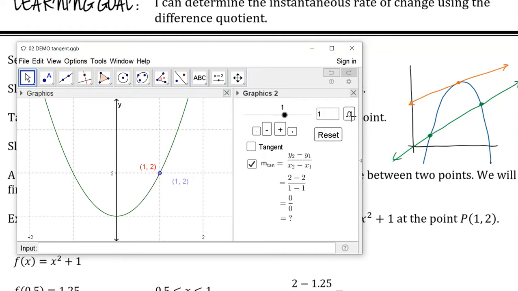But the problem is, when I do it with 1 point, look what happens. I'm using the same point twice. I get 2 over 2, 2 minus 2 over 1 minus 1, 0 over 0. Well, what's that? You can't calculate that. That's not going to give us an answer. So 0 over 0 doesn't work. If you thought, oh, well, it's equal to 0, well, the slope of that line certainly wasn't 0, so that can't be right. Our formula from grade 9 doesn't work when we only have 1 point. Oh dear.